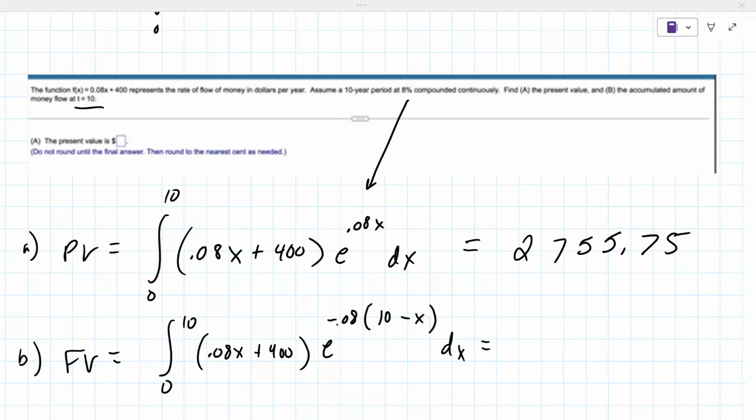So I got two. That's not right. Oh, I didn't change that to positive. That's positive. Wait, that one's negative. This one is positive. That's what the issue is. So this is $6,133.02. Okay, that was right.